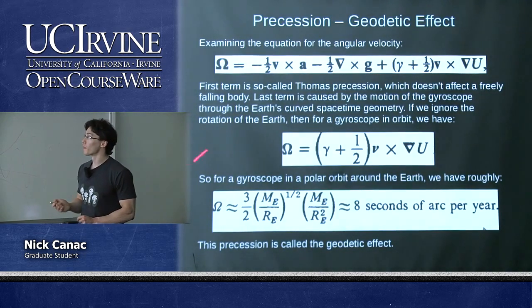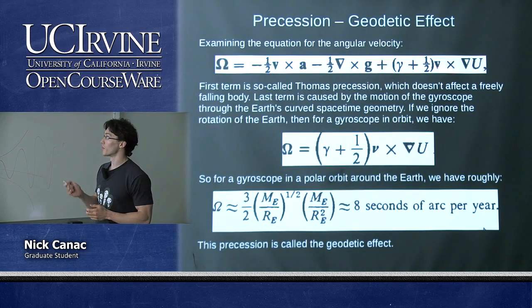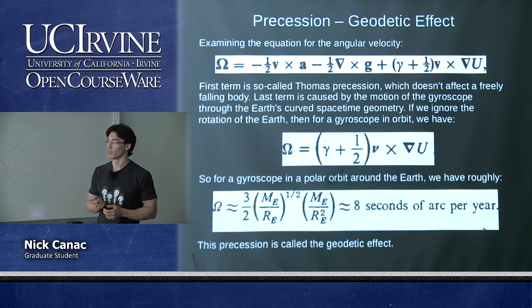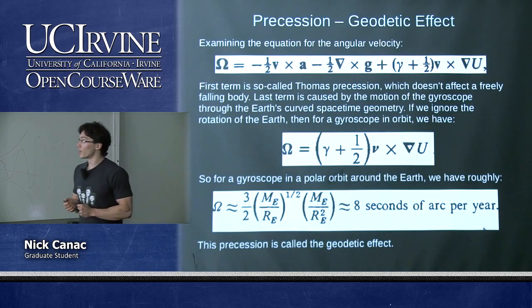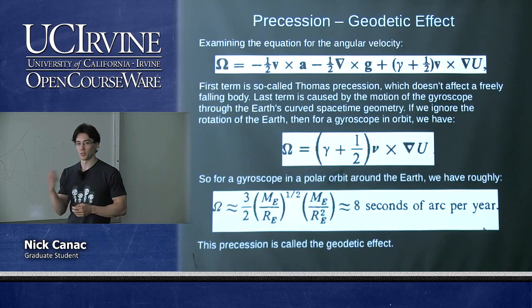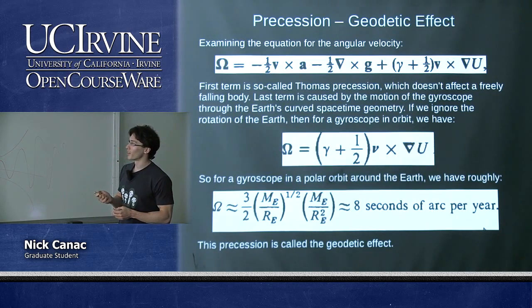So again, I just wrote the same expression for the angular velocity here. There's three terms that appear. This first term is the Thomas precession, which we can neglect for a body falling freely. This last term is caused by the curvature of space-time. As you travel through a curved space-time, you'll pick up some rotation. So if we pretend that the Earth isn't moving, we can ignore both of these terms, and we get just this part of the angular velocity.